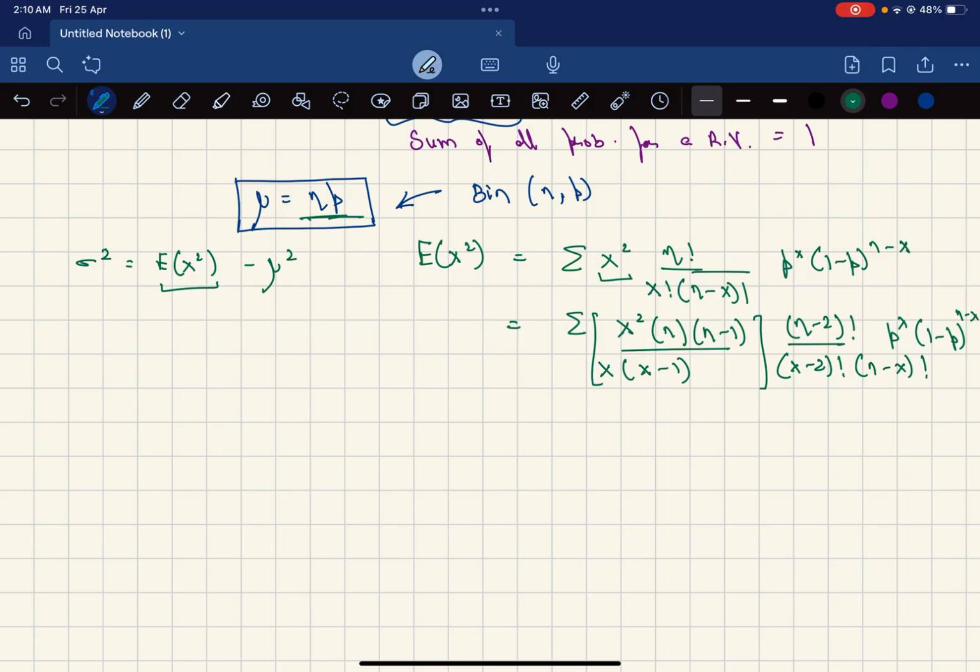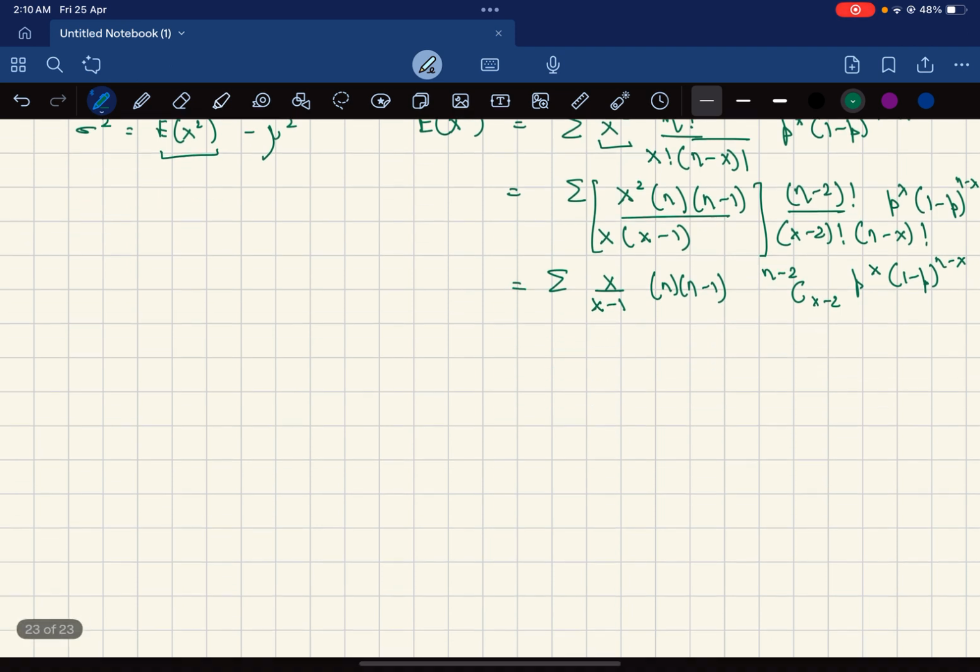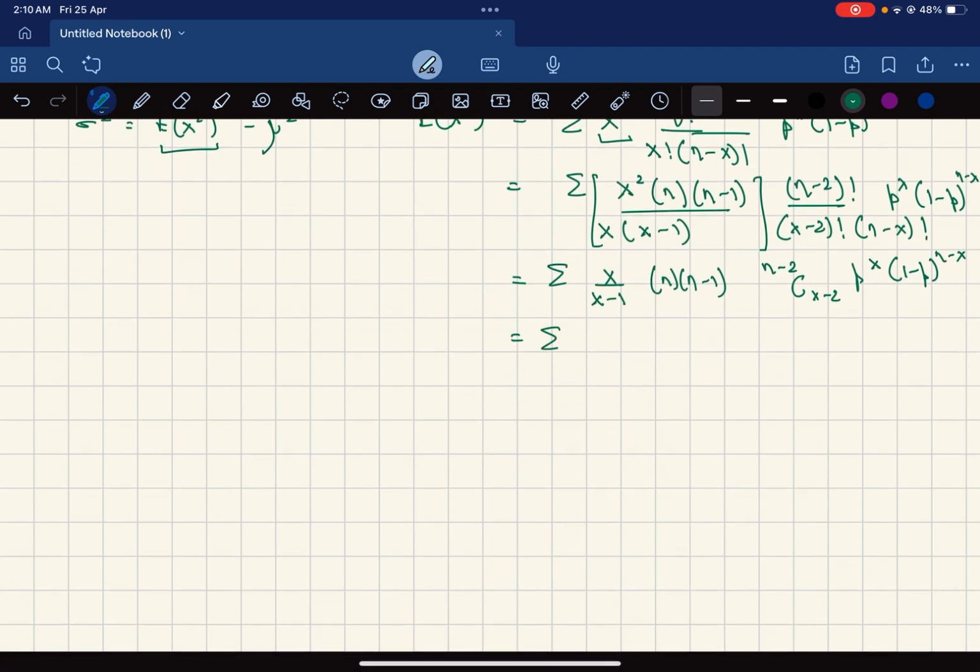Now we cancel one of the x here, so we'll be left with x upon x minus 1 multiplied by n into n minus 1, and then this could be written as n minus 2 c x minus 2, p raised to power x, 1 minus p raised to power n minus x. Now writing this particular term x as x minus 1 plus 1, so we just added and subtracted 1 from the numerator, and we keep the rest of the terms the same.